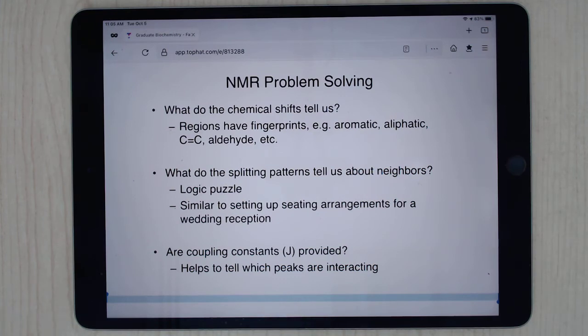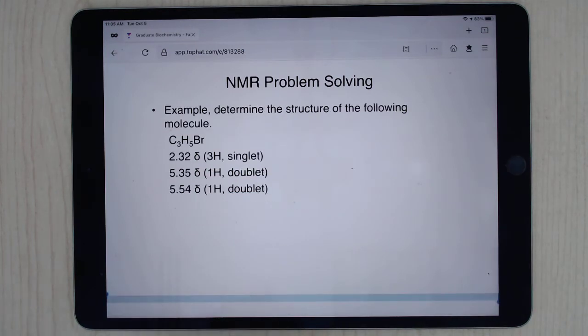Just try to figure out: is there any weird splitting pattern? Are there any singlets? Those are really valuable to look at. And if there are any coupling constants, you can take a quick look. Sort of survey the field before you really start diving into it.